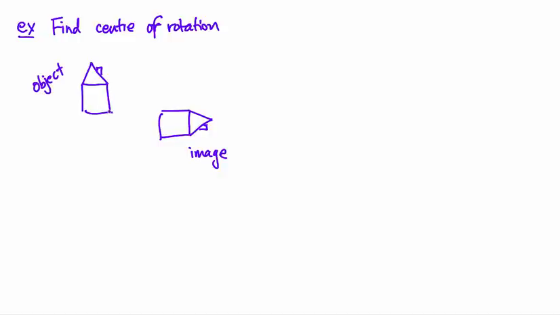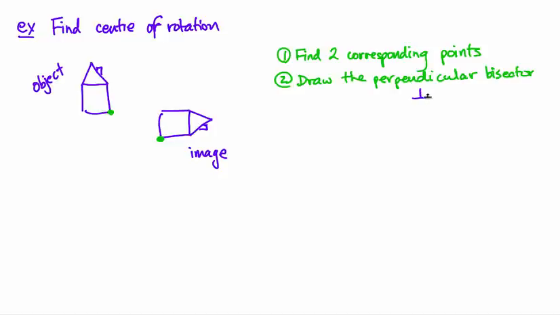So the first step is to find two corresponding parts on the two different objects. If you've done that, then create a perpendicular bisector. Now that sounds complicated, but it's not too difficult. So perpendicular means meets at 90 degrees, and bisector cuts in half.